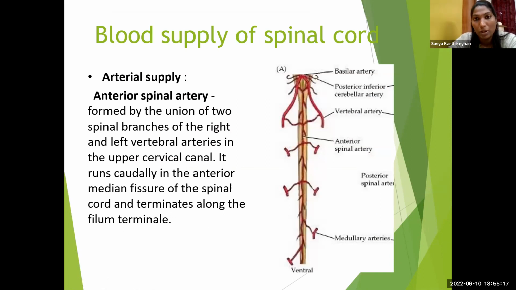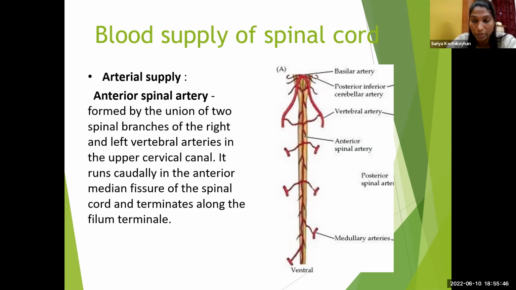To know about the blood supply of spinal cord, we have to know about the vertebral arteries. What is the vertebral artery? The vertebral artery is actually a branch from the subclavian artery. The subclavian artery is a branch from the aorta, the arch of aorta. So on the right side, we have the right brachiocephalic trunk from which the right subclavian artery and right common carotid artery arise.